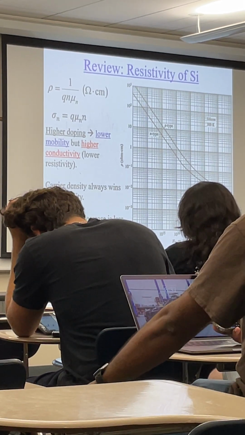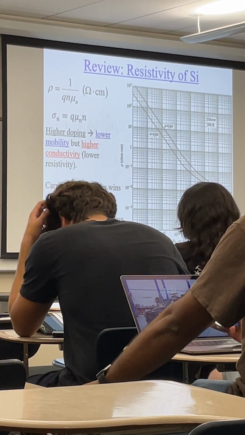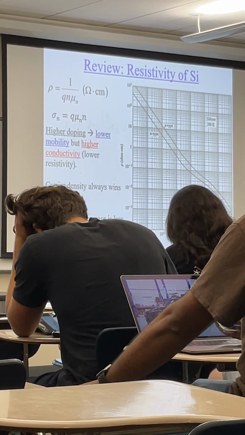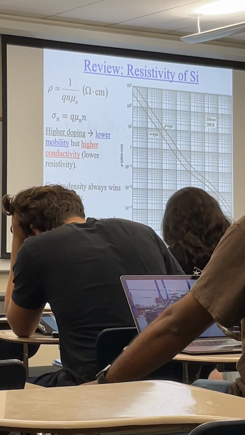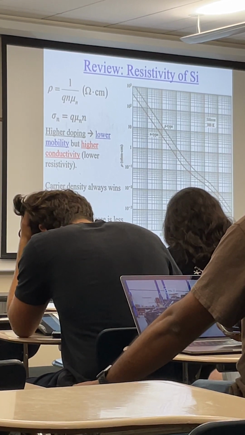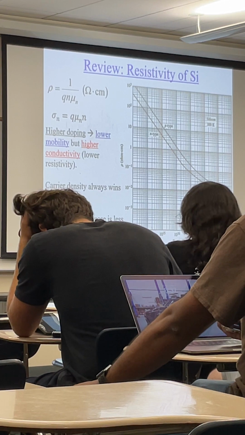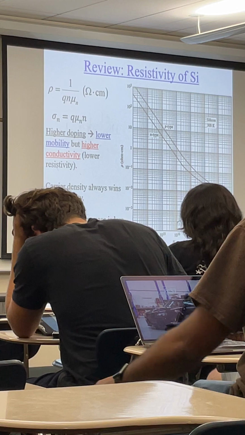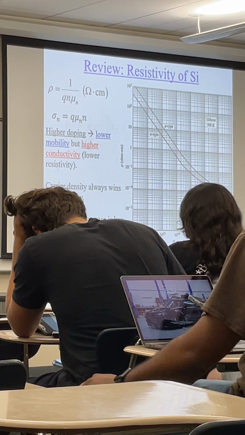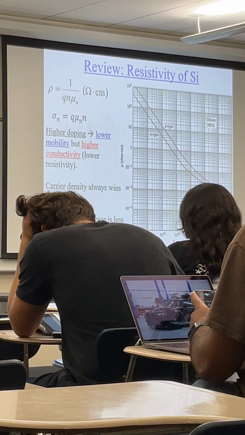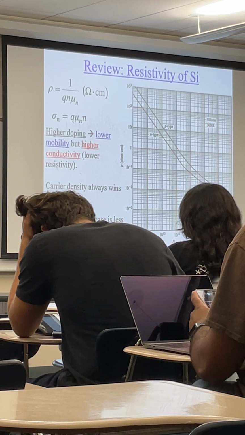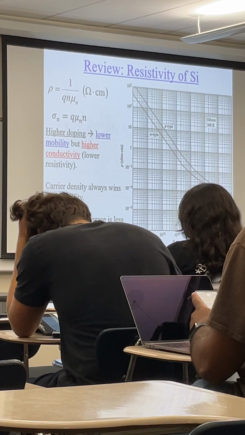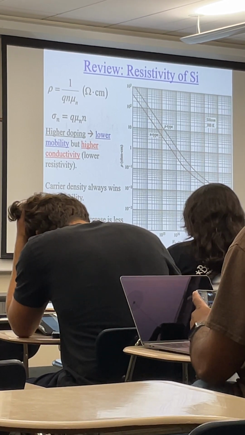Okay, and we also discussed how the resistivity changes with doping concentration. Although the mobility decreases, the carrier concentration increases, and this increase dominates. So the resistivity in general decreases with doping concentration, because the mobility decrease is less than the carrier density increase.